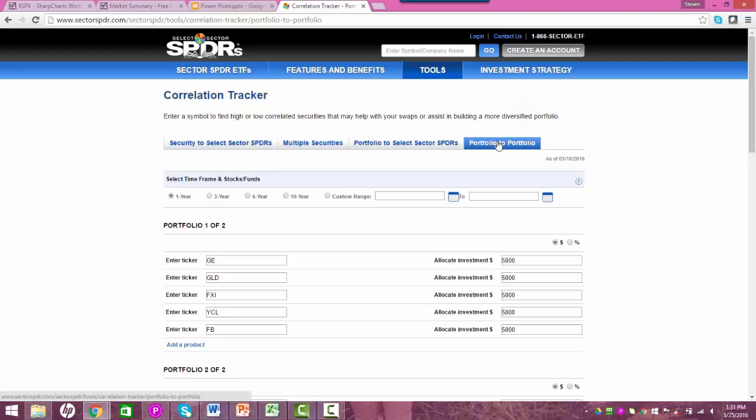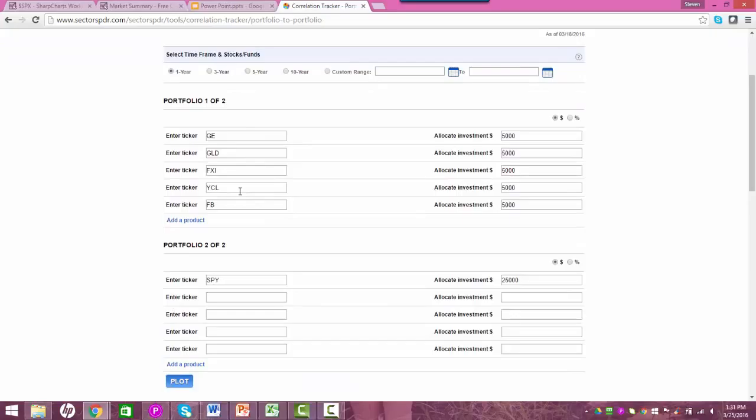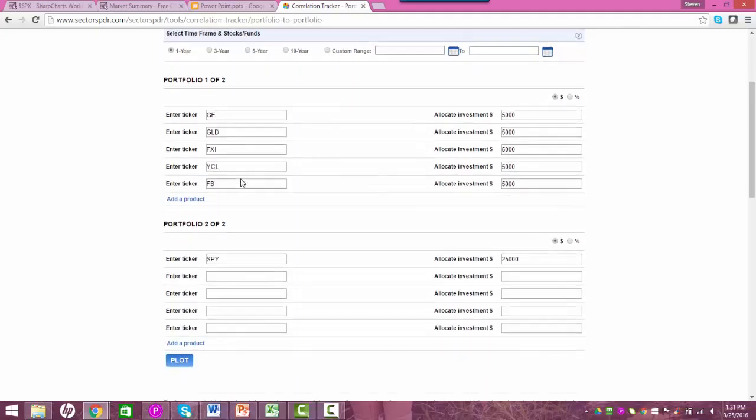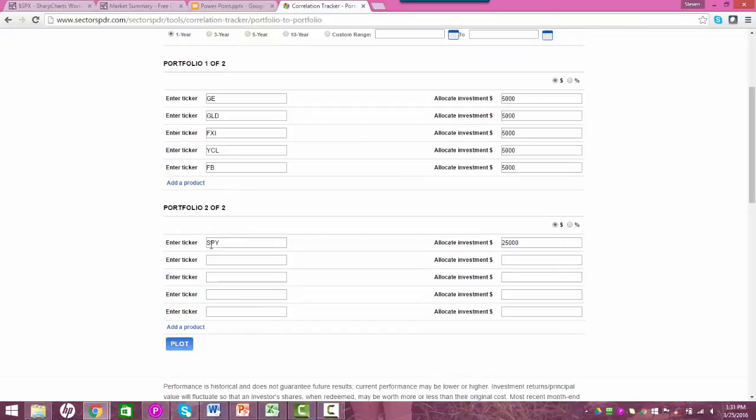You want to be on the portfolio to portfolio, and you can play around. There's some really neat stuff on this correlation tracker. But what I basically did was enter a dummy portfolio, right? You've got GE stock, you've got gold, you've got iShares China, you've got the yen, you've got Facebook, right? Let's just say that's a portfolio. And what I did was compare it to the SPY, the S&P 500 ETF, right?